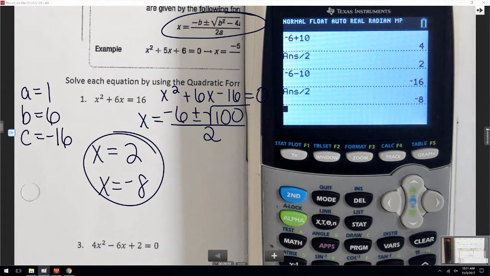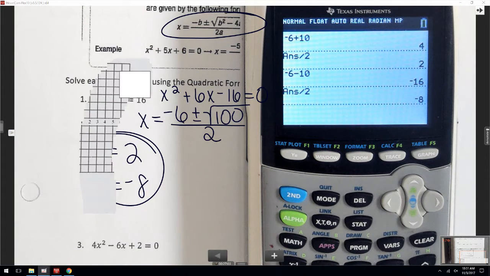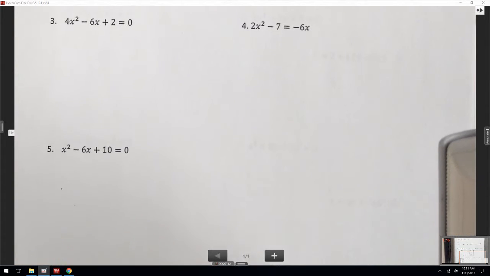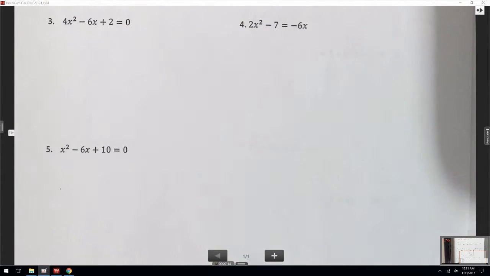All right, let's move on and let's skip 2 for a minute. Let's go on to number 3, okay? Go down to number 3. Here we go. All right, let's try to see if we can skip some steps. For the quadratic formula, it has to be equal to 0, right? So what's your A?